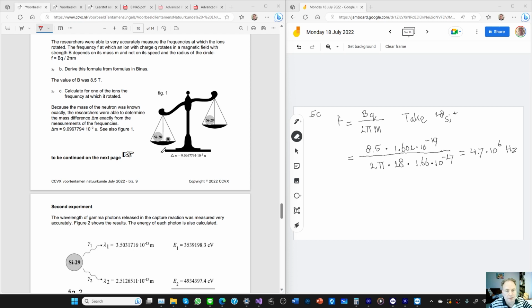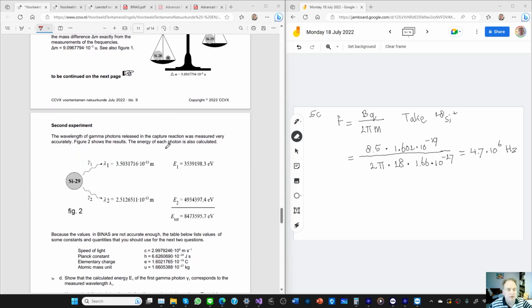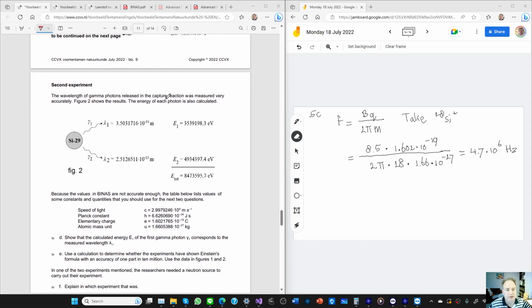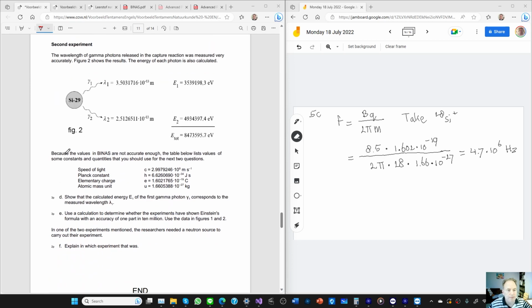Okay. The wavelengths of the gamma photons released in the capture reaction were measured very accurately. And we have the results here. The energy of each photon is also calculated. Because the values in Binas are not accurate enough, the table below lists values of some constants. Okay, that's fine. Then these show that the calculated energy E1 of the first gamma photon corresponds to the measured wavelength lambda 1.